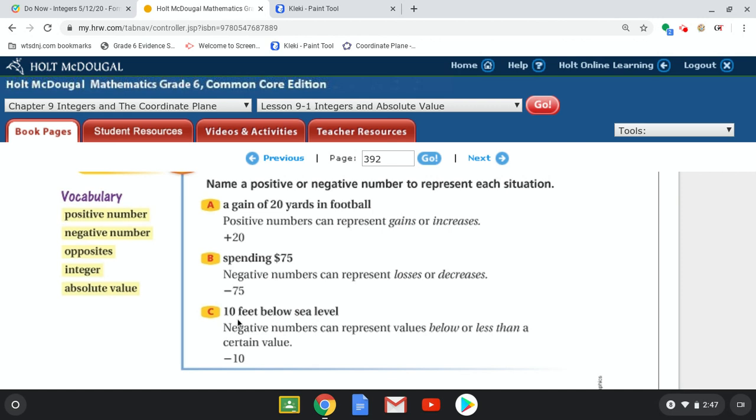And C here says 10 feet below sea level. Well, sea level is going to be 0. And if you are below sea level, that means you would be negative. So if it's 10 feet below sea level, that would be a negative 10. If you were 8 feet above sea level, that would be a positive 8. Okay, so that's pretty simple.